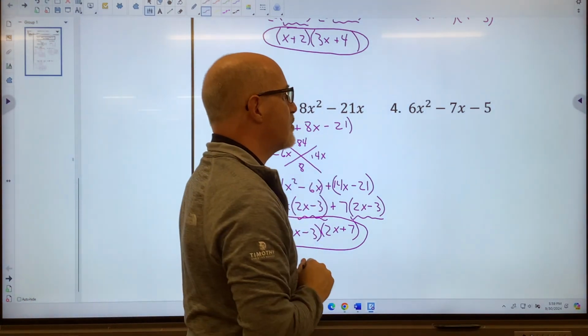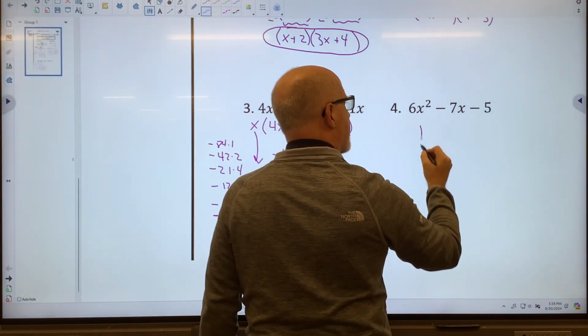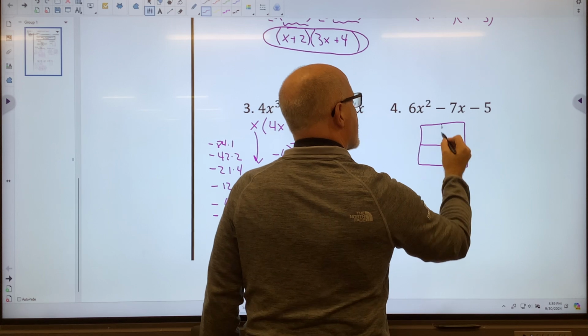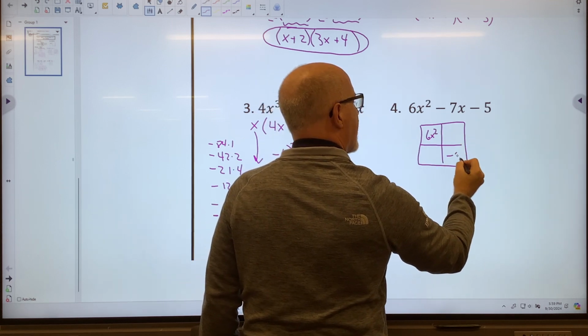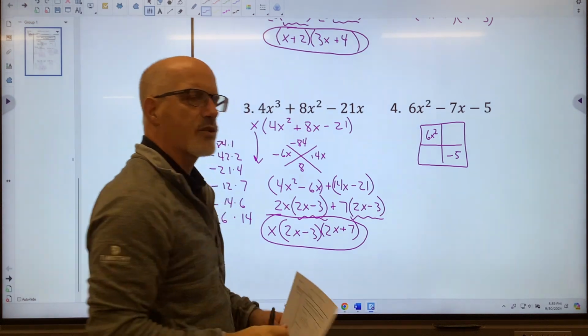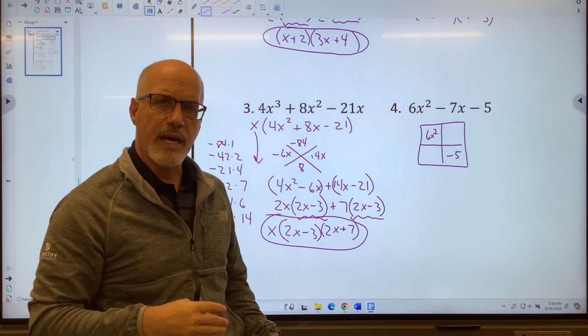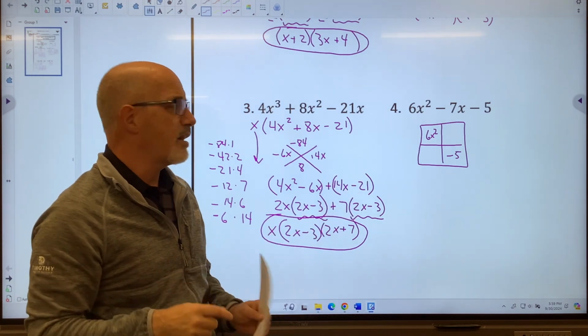All right, now let's use the box method on this one. So the box method, remember, there's no GCF, so look for that first. So I'm going to put a 6x squared here and a minus 5 here. Well, 6x squared could be 6x and x. It could be 3x and 2x. So don't use the negatives on the first term. We'll use it on the last term.